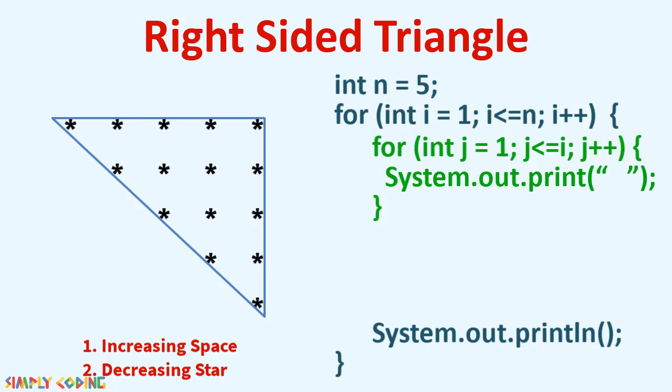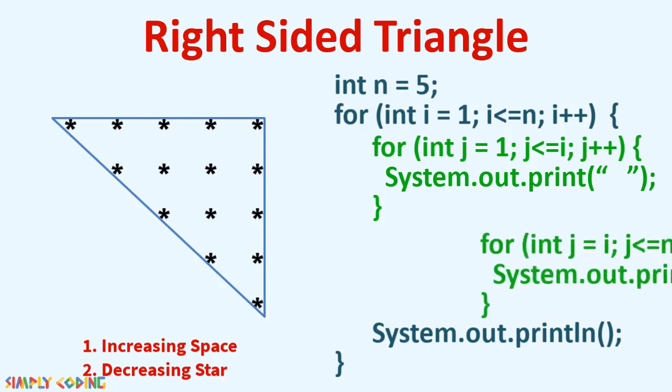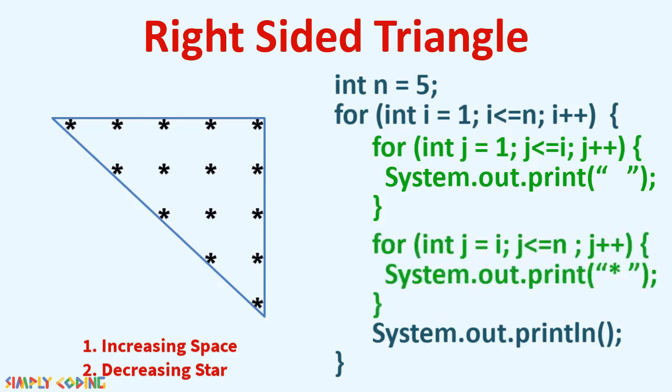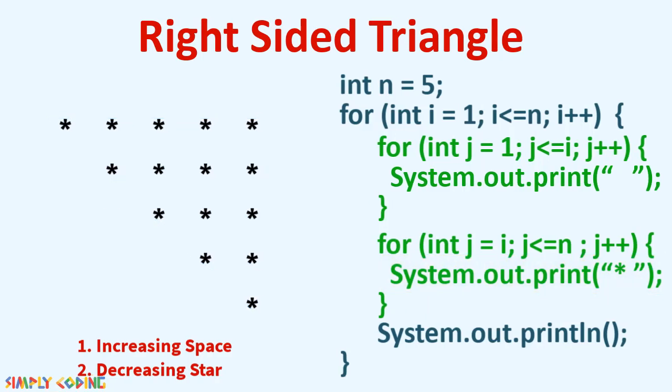Now the next triangle is a decreasing triangle. So we will just add another nested loop for the decreasing triangle pattern, which will run from I to N. This will print star. This is the final code for this pattern.